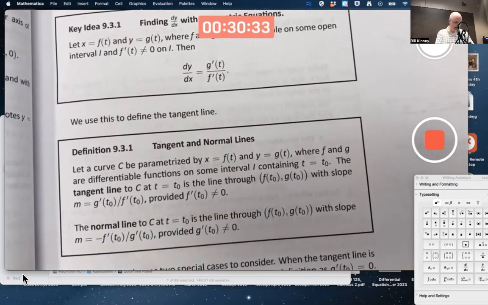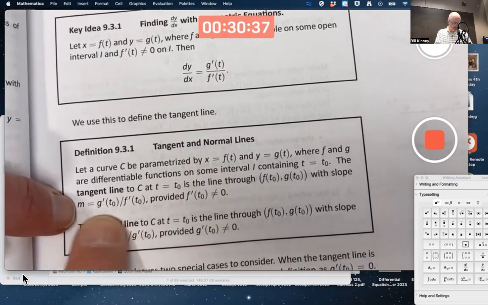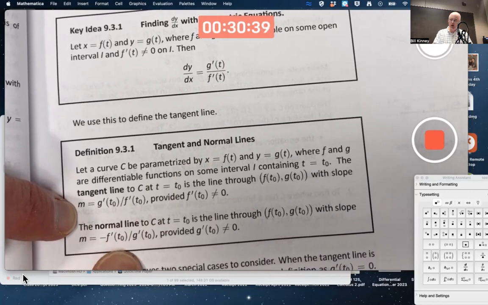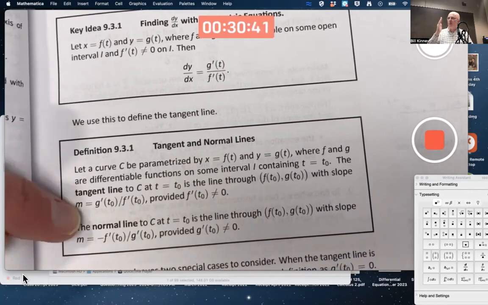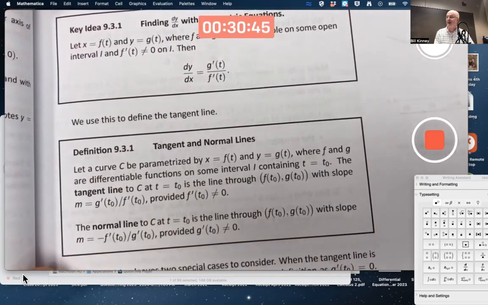You should be able to find slopes of tangent lines and normal lines. There's the slope of the tangent. The normal line has a slope that's the negative reciprocal. Normal is another name for perpendicular. Orthogonal is another name for perpendicular. So is normal. Oh, crazy.